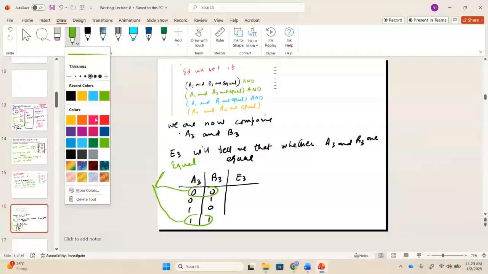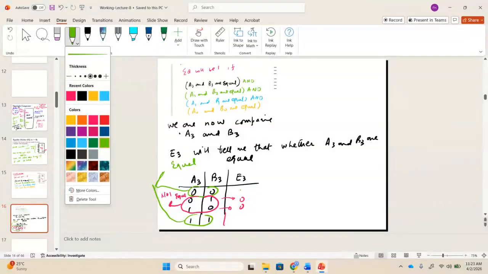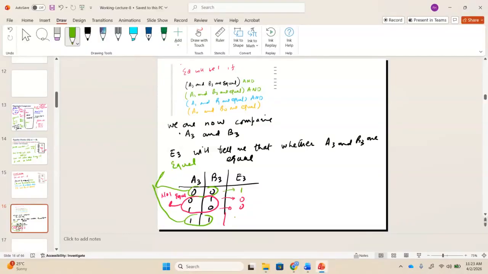And now for the red color. If I go for the red color, are they equal or not equal? Not equal. So what will be the value of E3 for not equal? 0. And what will be the value of E3 for the green? 1. Any question? Okay. Can we say now, equal will be 1.